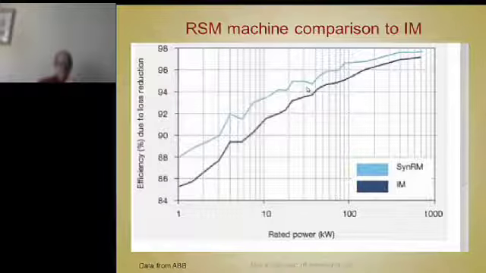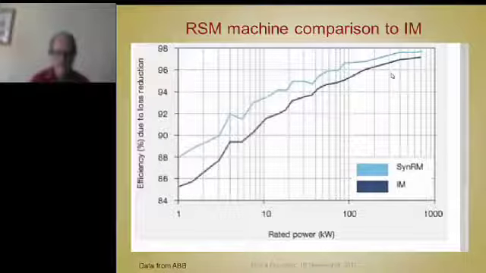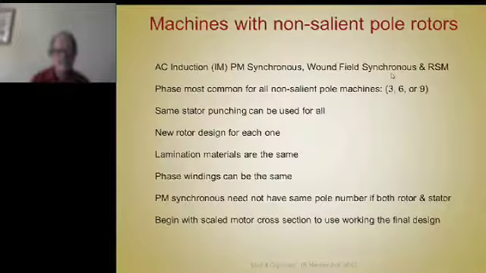There's no real magnetizing current required for this. So that gives you a good indication of whether that curve has enticed a lot of people to look at reluctance synchronous alternative to permanent magnets.